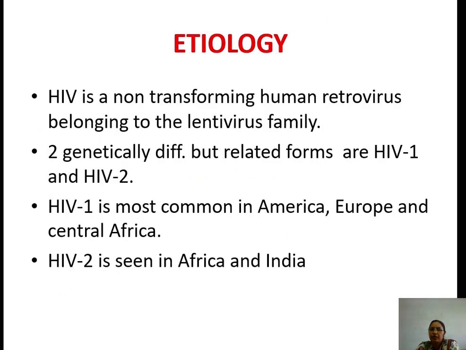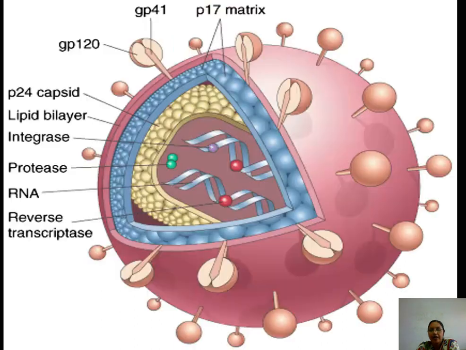I already told you that there are two subtypes, HIV-1 and HIV-2. HIV-1 is most common in America, Europe and Africa, though it is also found in Asia, as in India. HIV-2 is seen in Africa and India.